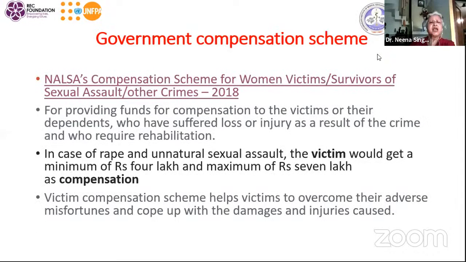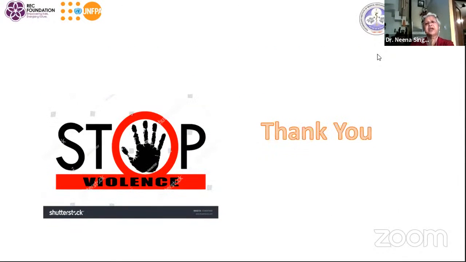The government also has a compensation scheme for women victim survivors, in which there are 13 categories. They provide funds for compensation to the victims or their dependents who have suffered loss or injury as a result of the crime and who require rehabilitation. So the government helps in rehabilitation. In case of rape and unnatural sexual assault, the victim would get a minimum of ₹4 lakh and a maximum of ₹7 lakh as compensation. The victim compensation scheme helps victims to overcome their adverse misfortunes and cope with the damages and injuries caused. So with this, I conclude my presentation.